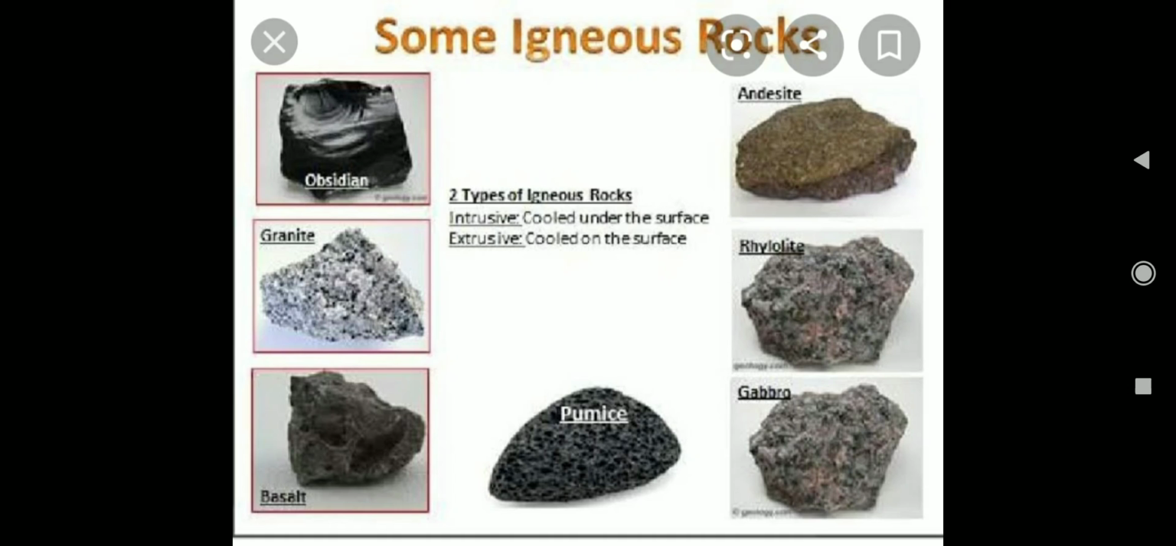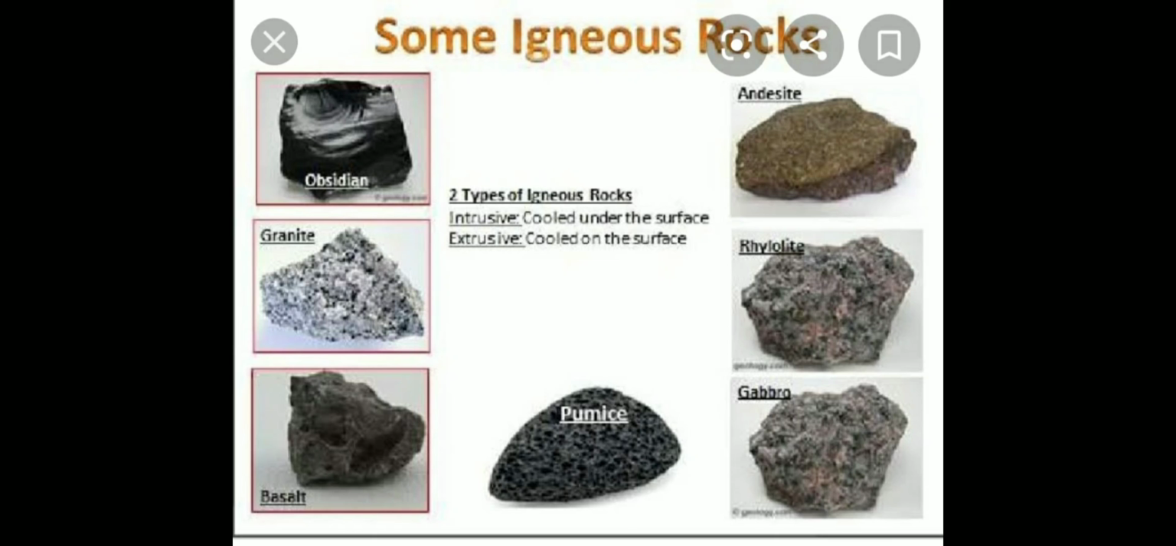Now they are also classified on the basis of their chemical composition, that is, acidic igneous rocks and basic igneous rocks. Acidic rocks have 65 to 85% silica, whereas the basic igneous rocks have 40 to 60% silica.